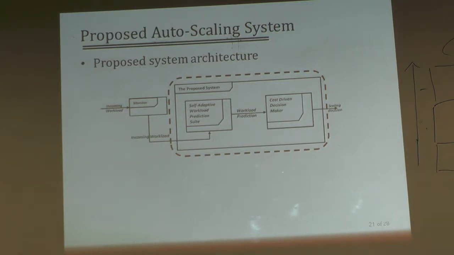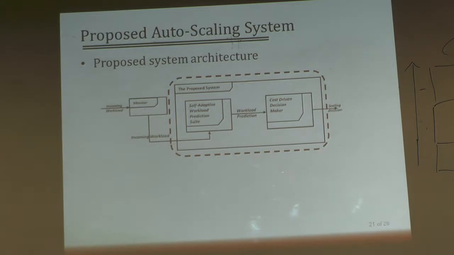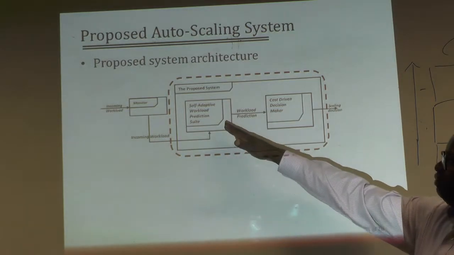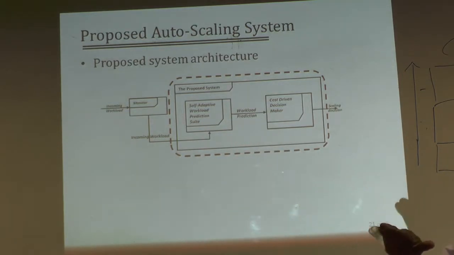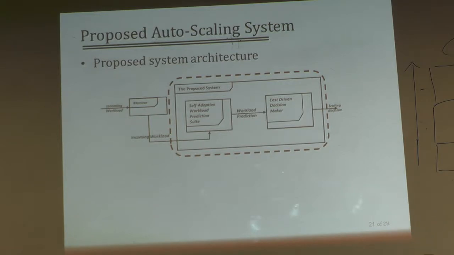Okay, so the first thing is our proposed auto-scaling system. Remember the architecture I showed you. You have generally the monitor, you have the predictor, and you have the cost. Our predictor here will be a self-adaptive workload prediction suite. That's what we want to develop. And then we'll come back to the cost decision maker later on. So we focus on the self-adaptive prediction.